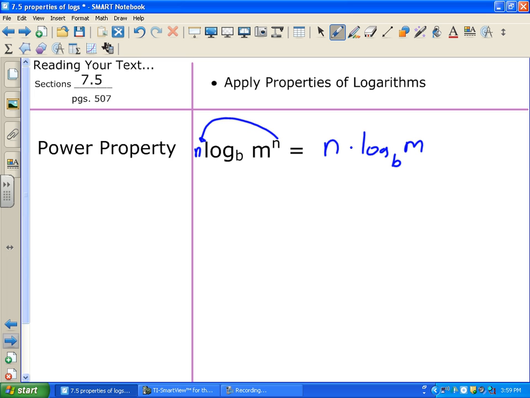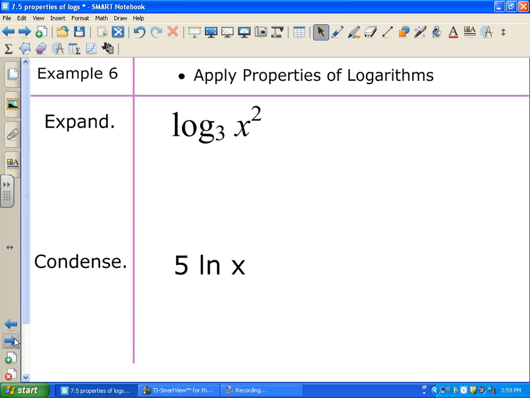The n will become a multiplier. Okay? You're raising to an exponent, that means multiplication. So, apply it. Log base 3 of x squared, and then condense 5 natural log of x. These are almost like parent functions here. If I'm going to expand this, I'm going to move that exponent. That's going to be 2 log base 3 of x. Again, I'm raising to an exponent, so that means multiplication. 2 times log base 3 of x.